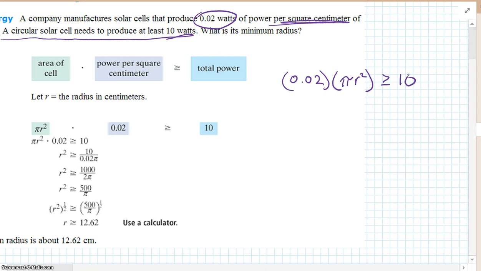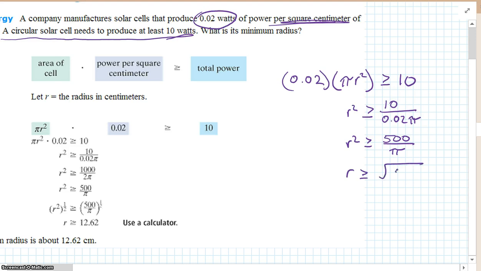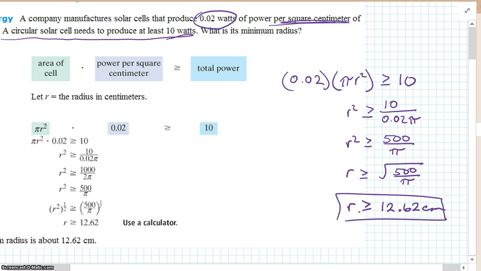So easy enough. All we have to do is isolate r. So divide everything by 0.02 and pi. So r squared is going to be greater than or equal to 10 over 0.02 pi. Now you can just plug that in your calculator. That's the easiest way to go about doing this. Okay, and when you do it, you're going to get basically 500 over pi. So r is going to be greater than or equal to the square root of 500 over pi. So r, once you plug it in your calculator, is going to be 12.62 centimeters. So the minimum radius is 12.62.